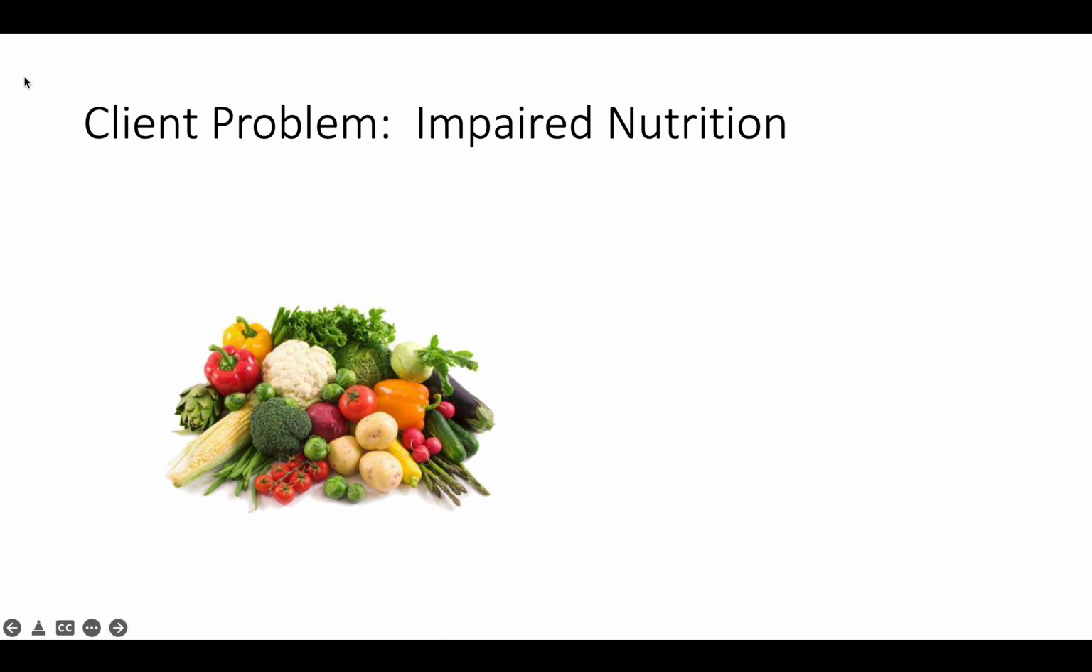We also have the client problem of impaired nutrition. So how are we going to address the problems of impaired nutrition? Maybe we look at a dietary referral, right? So that they can talk to a dietitian about increasing the sources of folic acid or B12 or iron in their body. Or we look at medication supplementation. How can I take a medication supplement to get what my body doesn't absorb or doesn't want to take in?